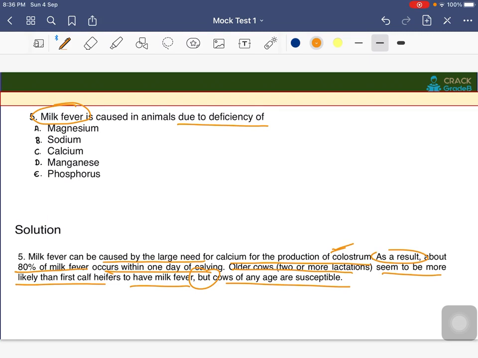Okay, therefore the answer will be C. It is caused by the large need of calcium. If there is a deficiency of calcium in the milk or the body of an animal, obviously the animal faces milk fever.